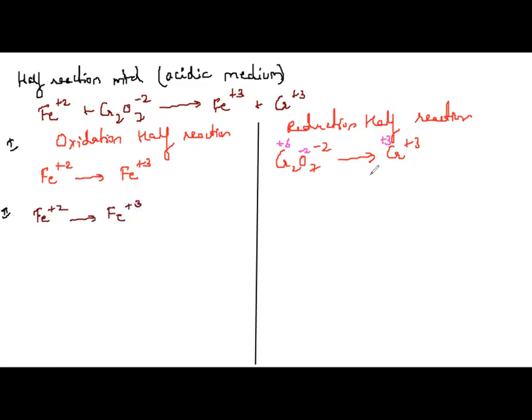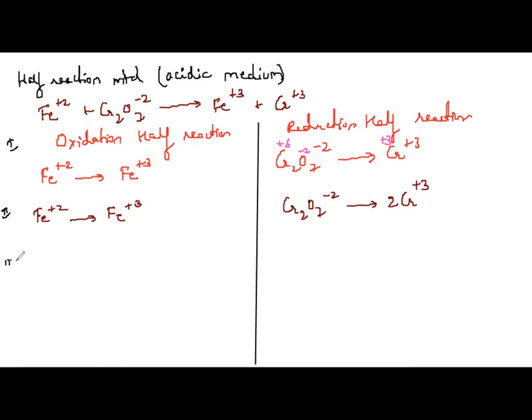Correct. But is this reaction balanced? Here there are 2 chromium, here there is 1. So I will balance it. Cr2O7 2- gives 2 Cr3+. Now it is balanced. Yes. Oxygen shouldn't be balanced in this step.